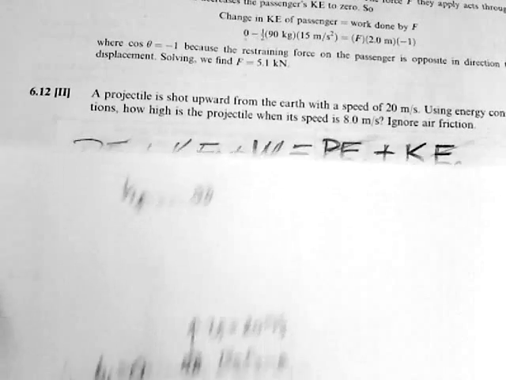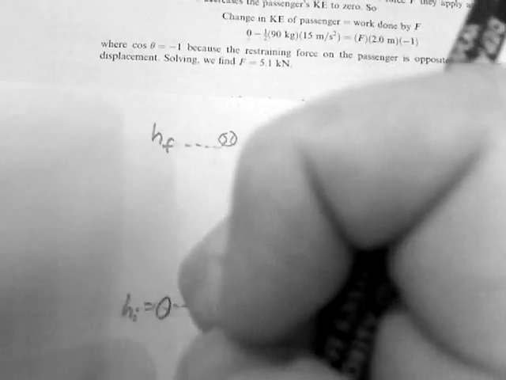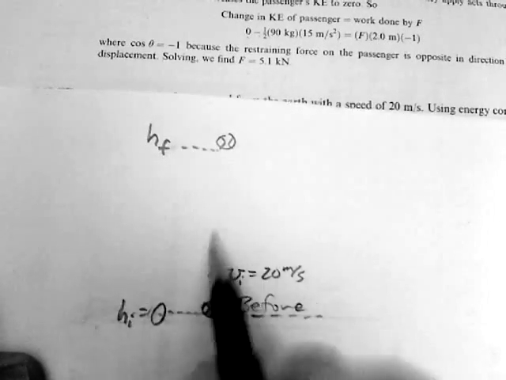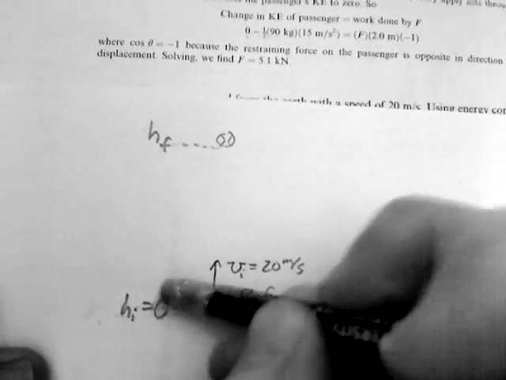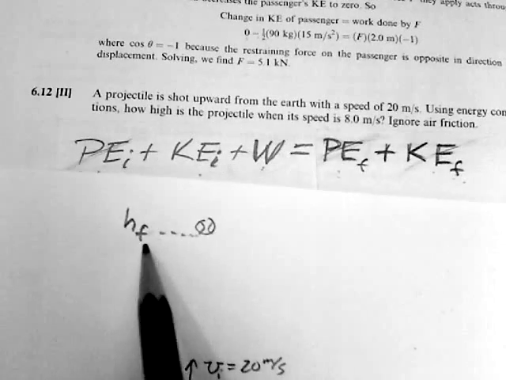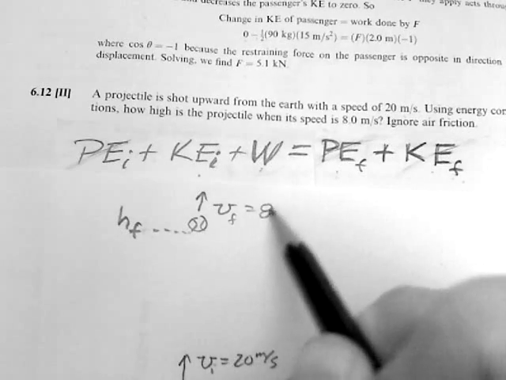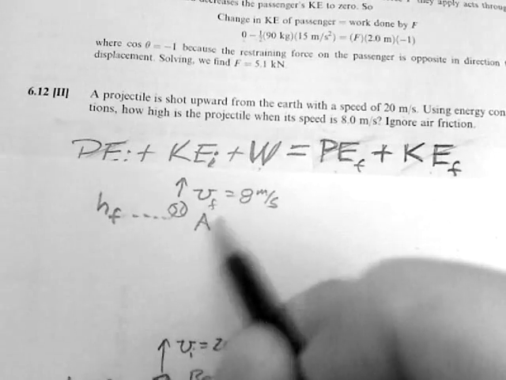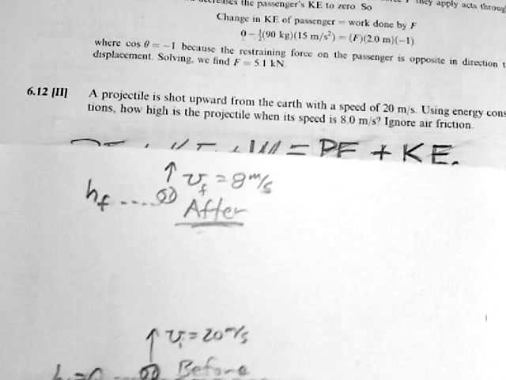Now, what you can do is have a diagram that has the before and after scenario drawn. So initially you have this, the object moving up. You can assume that initially the height of the projectile is 0. You can just call that the 0 reference line. You're asked to figure out what the final height is if the final velocity is 8 meters per second. And so this is after. Before down here and after up there.